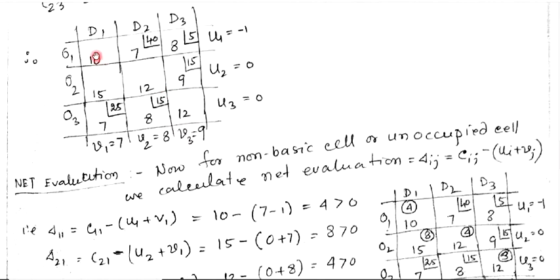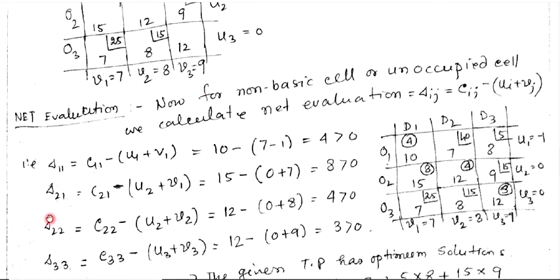So how many such cells are there? 1 2 3 4. And what are the locations? 1 1, 2 1, 2 2 and 3 3. And what is the formula? The formula is Cij minus (ui plus vj).